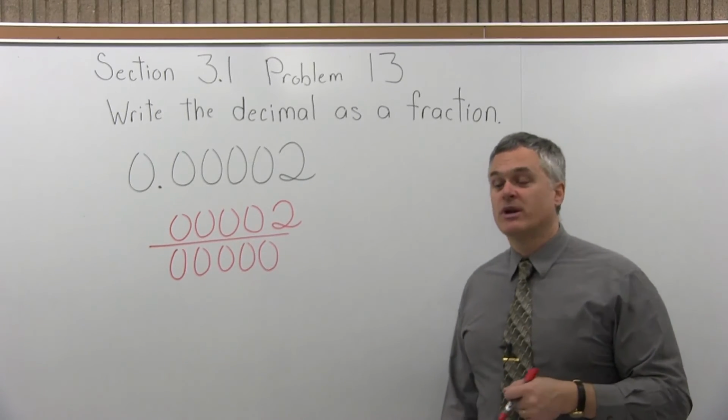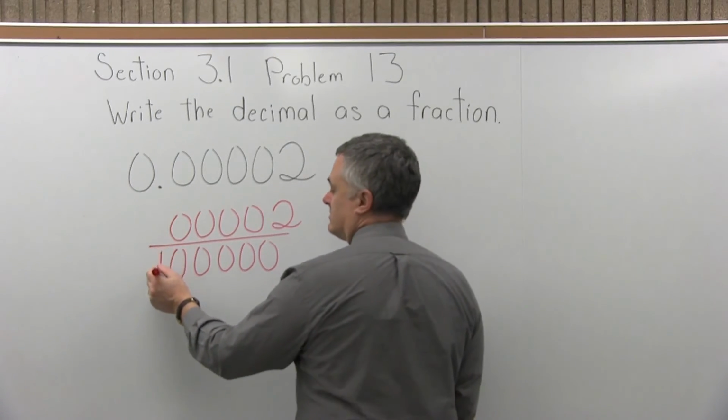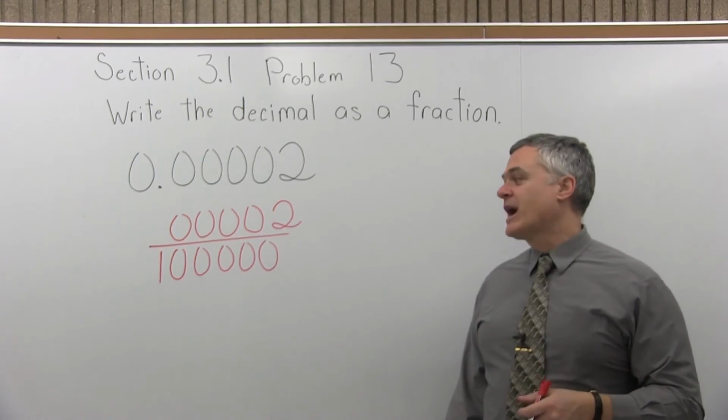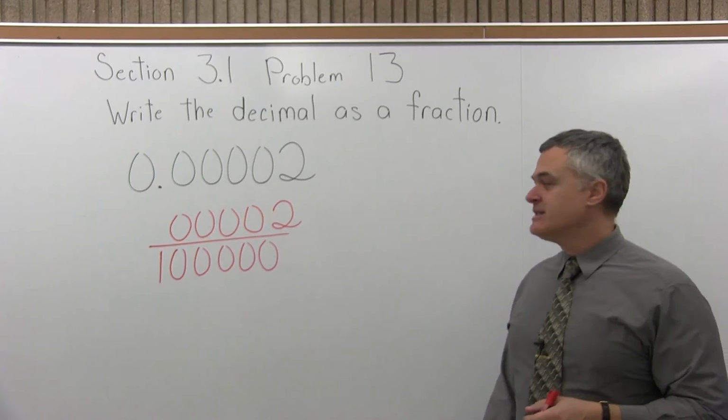Step three, put a 1 in front of the bottom zeros. So I put a 1 in front of the bottom zeros. Step four, reduce the fraction if it is reducible. And this I can reduce.